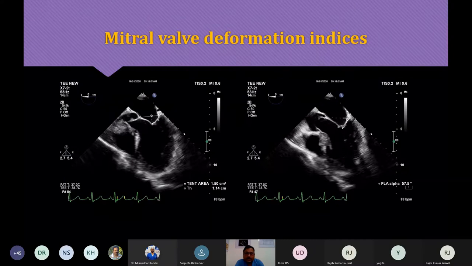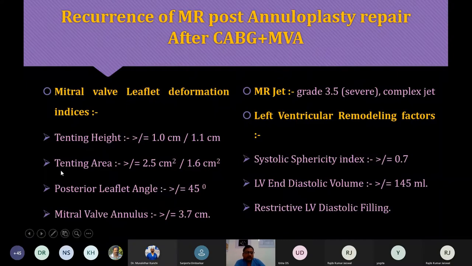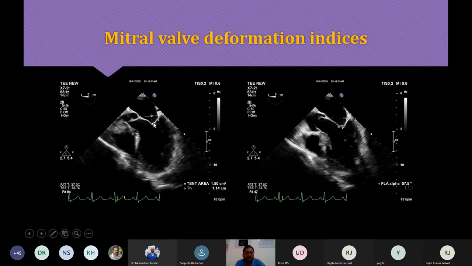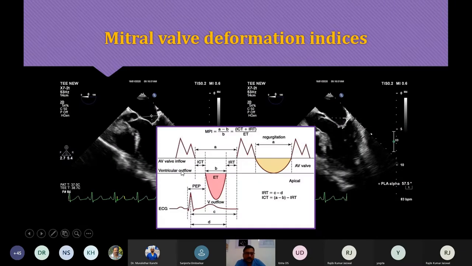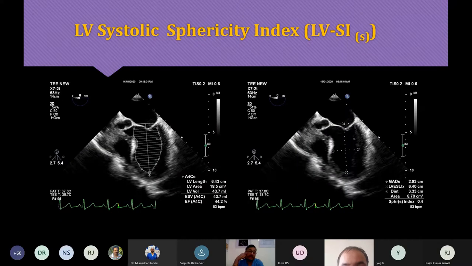This is in brief, two slides I have kept in case somebody asks how to measure the tenting area and tenting angles. This is in the mid-esophageal four chamber view. The frame is frozen exactly at the isovolumetric contraction phase of the cardiac cycle, which corresponds to just the later half of the QRS complex, like this. And you can measure the tenting area, the tenting height, and the posterior leaflet angle. These are all called mitral valve deformation indices, which are important when you consider repair surgeries or replacement surgeries.